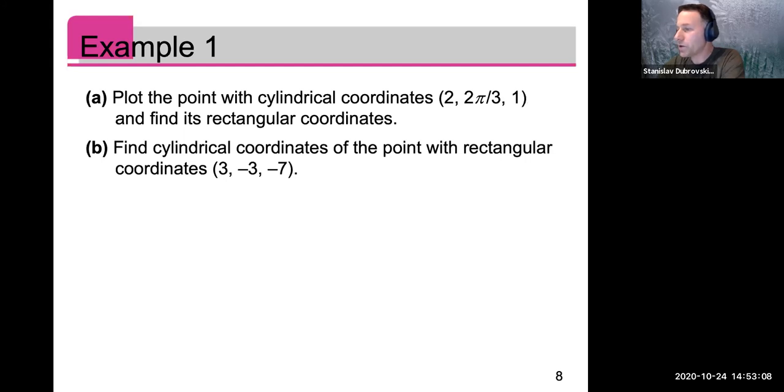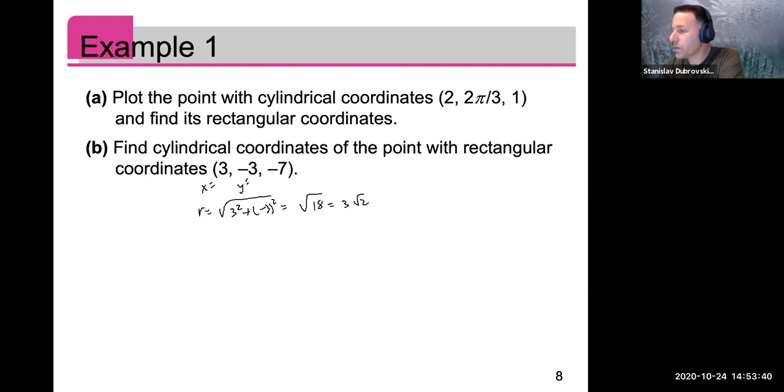So again, try to figure out the second one. Now you have to convert from rectangular to cylindrical. So rectangular 3, negative 3, and negative 7. So that means that if x is 3, y is negative 3, then r will be the square root of 3 squared plus negative 3 squared. What do you get? Square root of 18, or 3 root 2.